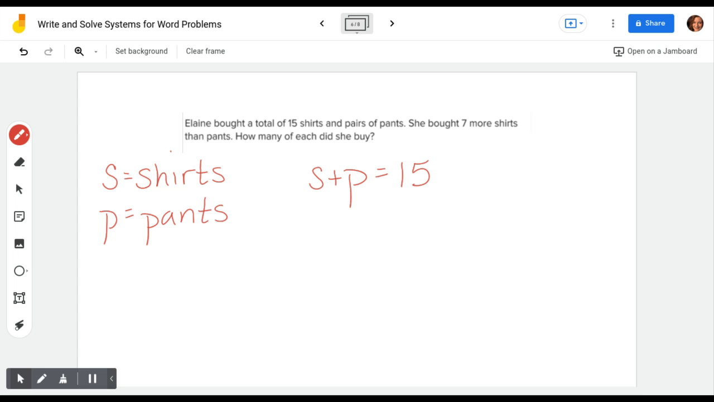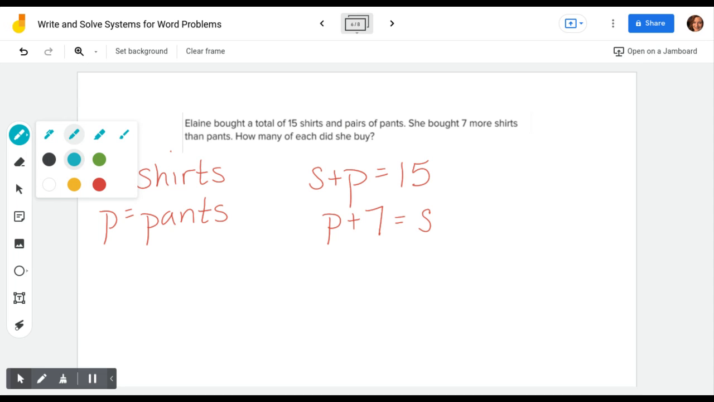Second equation shows the relationship between the two. She bought 7 more shirts than pants. So if I take pants plus 7, I get shirts. Or you could say shirts minus 7 equals pants. I tend to steer away from negatives and minus if at all possible. Okay, so there's my system.